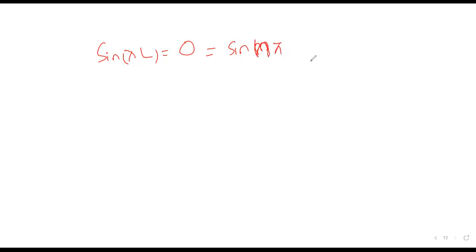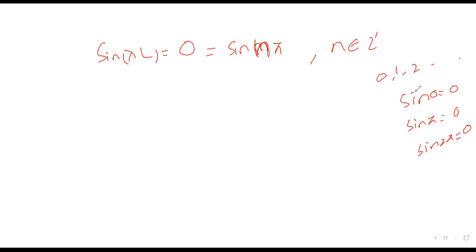Sorry, n pi, where n is any integer, for example, 0, 1, 2, 3. So sine 0 is also 0, sine pi is also 0, sine 2 pi is also 0. Whatever the multiple of pi, it will be 0. So as a general case, sine n pi will be 0, where n belongs to the integers. Therefore, if I take inverses, I can take lambda L is equal to n pi, where n is an integer.